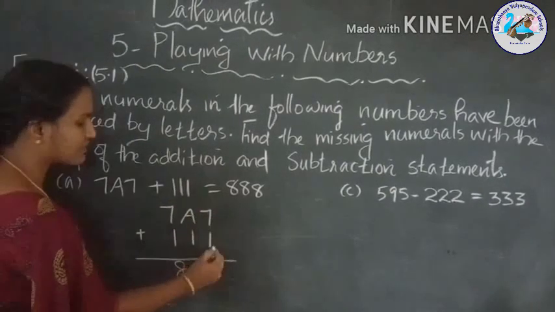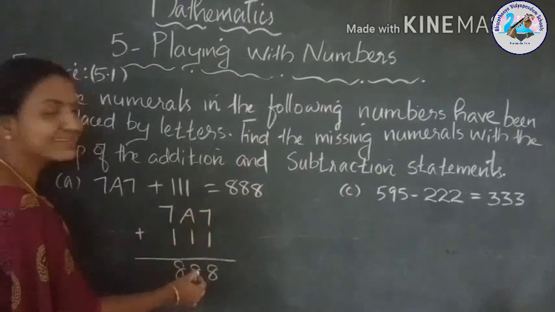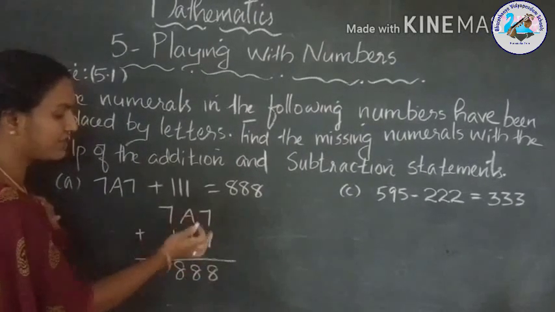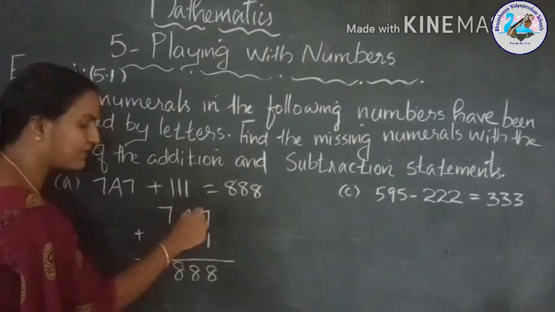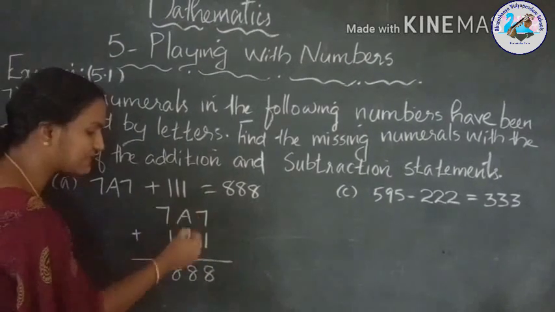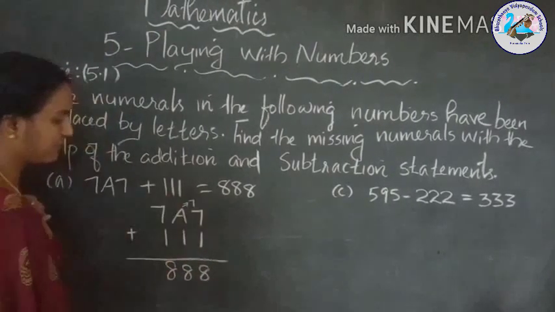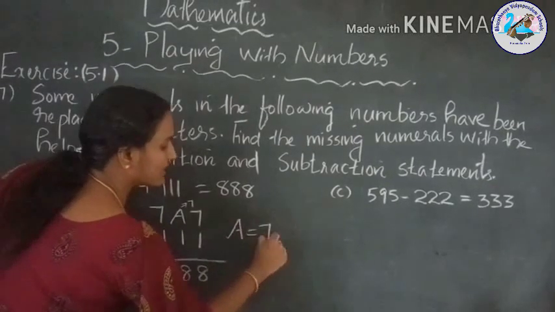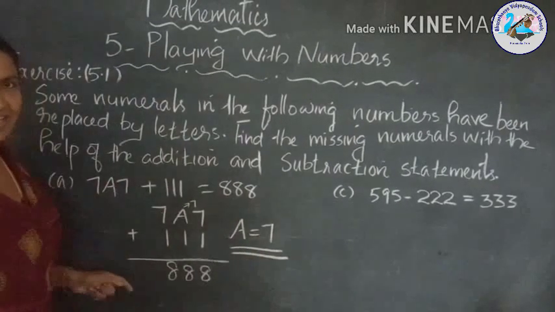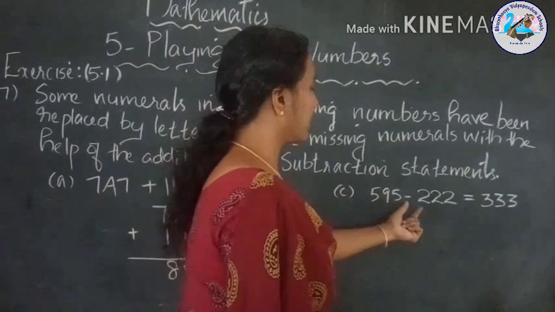Now, 7 plus 1 is 8. Correct. Then A plus 1 is 8. We don't know the value of A. So A plus 1 is 8, so the value of A is 7. 7 plus 1 is 8. So A is equal to 7.